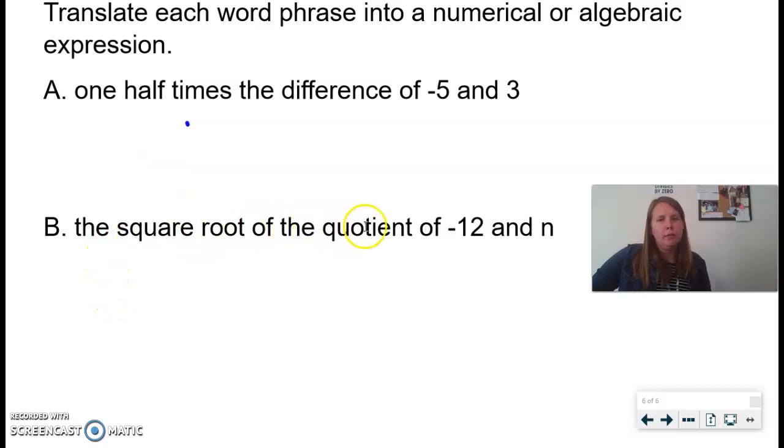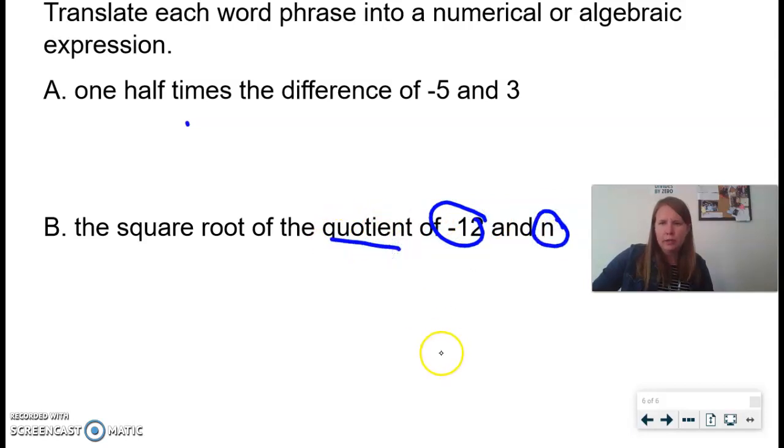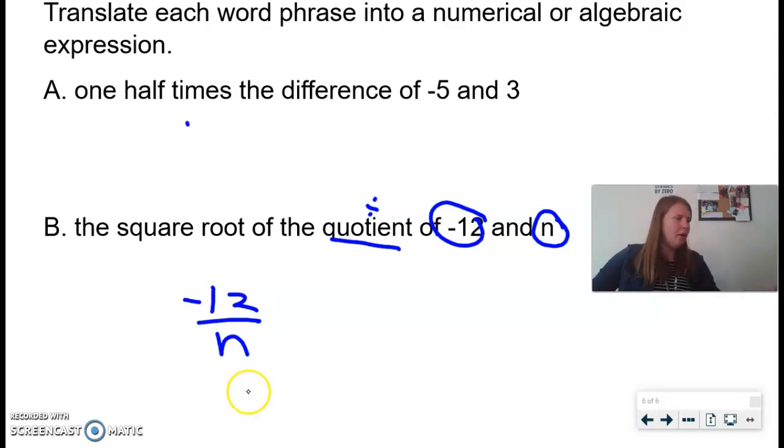So the square root of the quotient of negative 12 and n. Well, first off, I've got negative 12, I've got n, and they're saying quotient. Quotient means my division. So that's showing me that I have negative 12 divided by n. I usually end up writing it in a fraction form. It just seems to be a little easier for me to visualize it that way. And then it's the square root. So I'm taking the square root of the quotient of negative 12 and n.